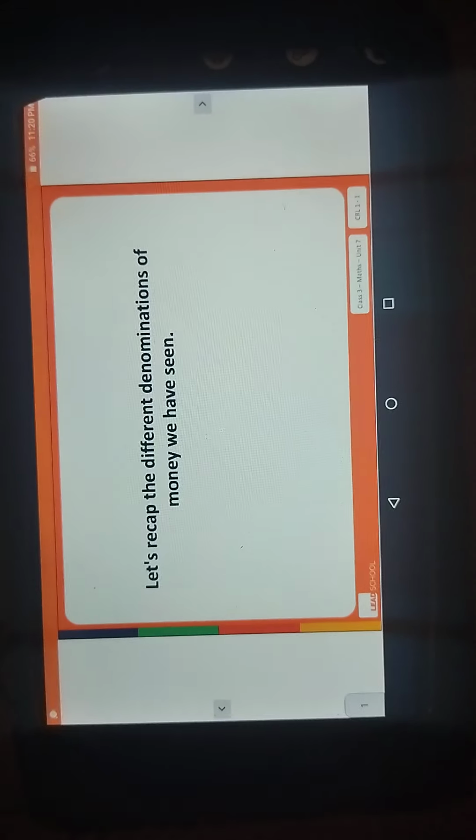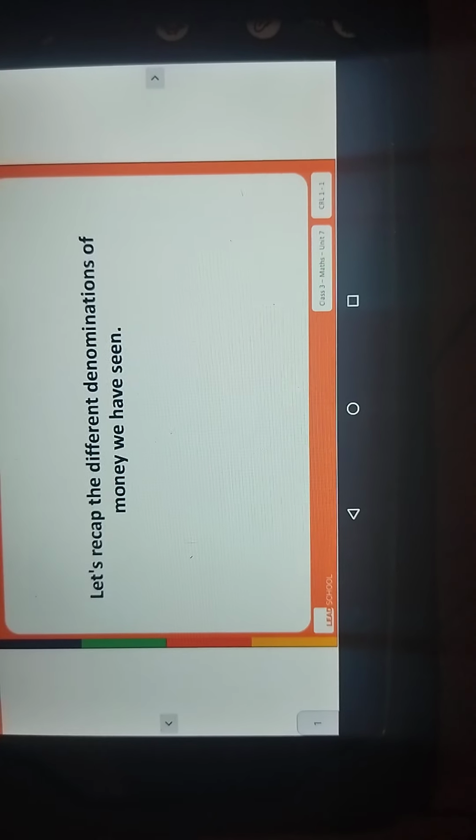So students, today we'll start unit number 7, data handling and money operation. Okay. So in that, let's recap the different denominations of the money we have seen. First of all, we have to do some recap. In that recap, we have to revise about the money we have seen.